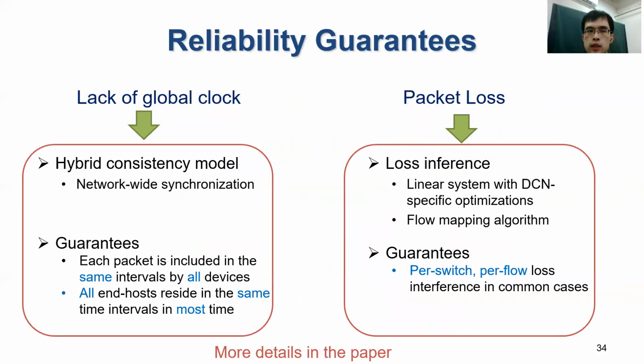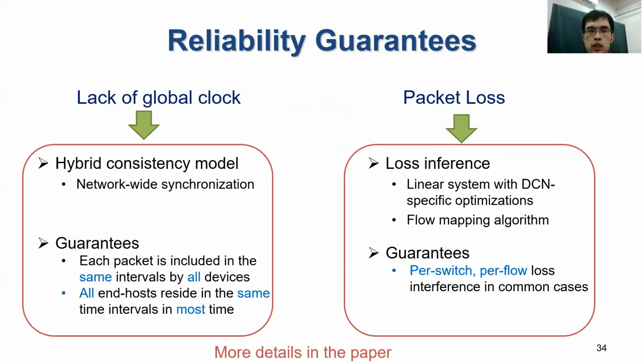We propose two mechanisms to address the two challenges. For the lack of global clock, we propose a hybrid consistency model to synchronize time intervals. By hybrid consistency, we mean that it is a strong consistency most of the time, but will be degraded to weak consistency at some times. Similar to our architecture design, the hybrid consistency also coordinates all entities in the network to synchronize the time intervals. It provides two guarantees. First, each packet is guaranteed to be included in the same time interval by all devices in its path. And the second guarantee is that all end hosts reside in the same time interval most of the time.